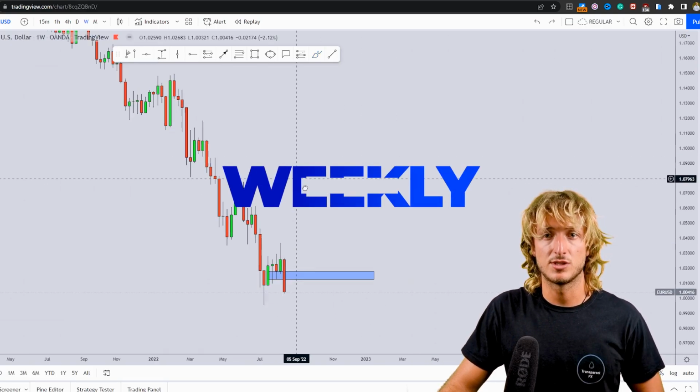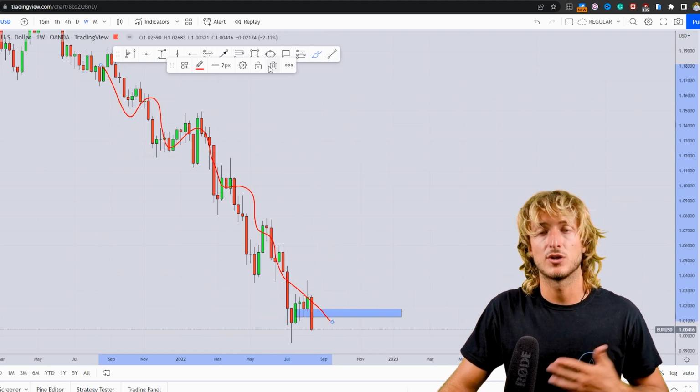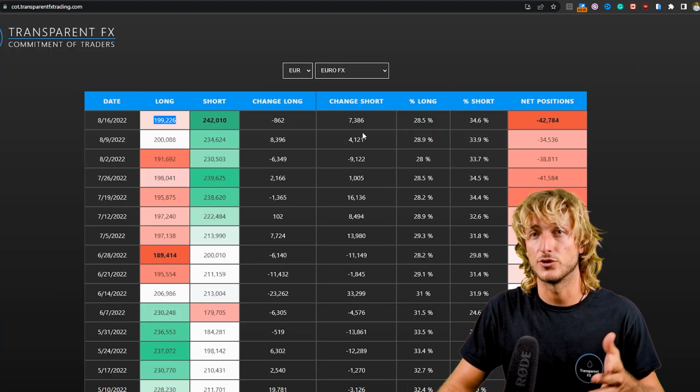And we do see that reflected in the price action, with the market creating this continuation lower, because clearly institutions have been shorting.